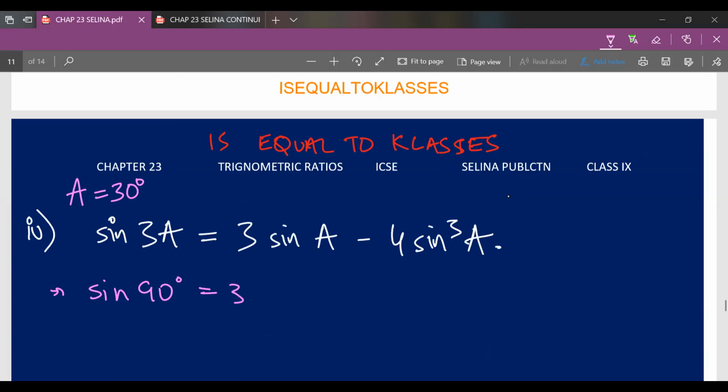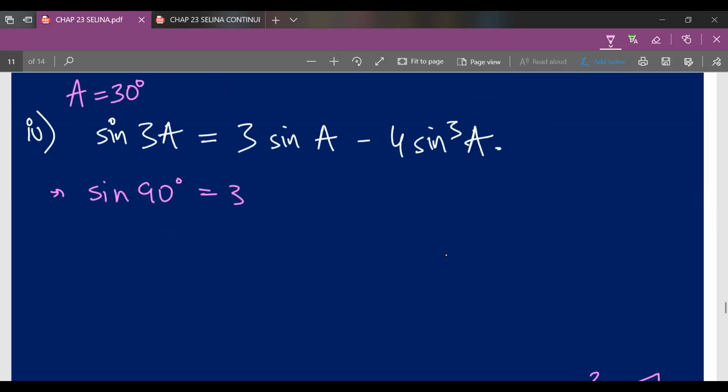Now for all of those who have confusion, I'll just make this a brief and short explanation. So sin 3A is wholly different from 3 into sin A. Sin 3A means sin 3 into whatever angle they have given for A, and 3 sin A means you have to first find sin A and then multiply it by 3. So these two things are completely different.